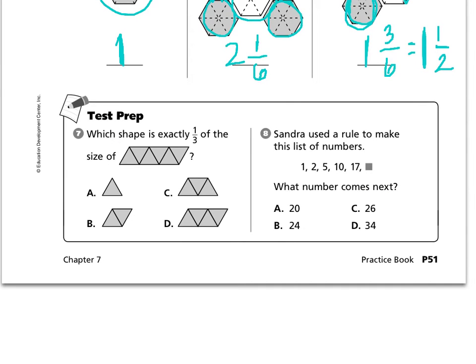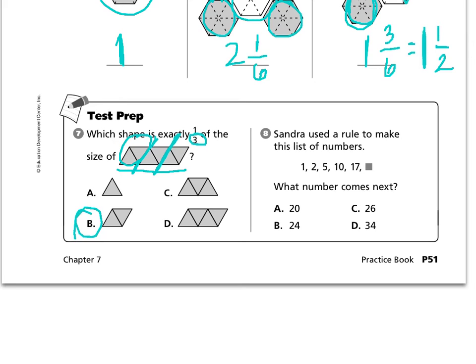Let's look at the test prep. Which shape is exactly 1/3 of the size of this shape? Well, the first thing that I want to do is cut this shape into 3 because I know that this needs to have 3 full pieces. And if I cut it right here, the pieces are equal. Now I just want 1/3 of it. So I'm looking for something that looks like that. Letter B does.